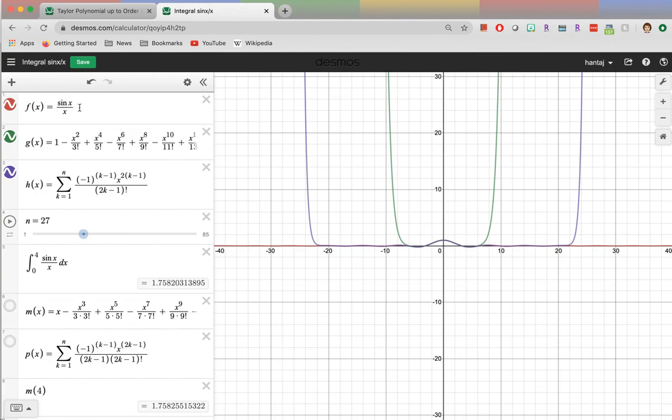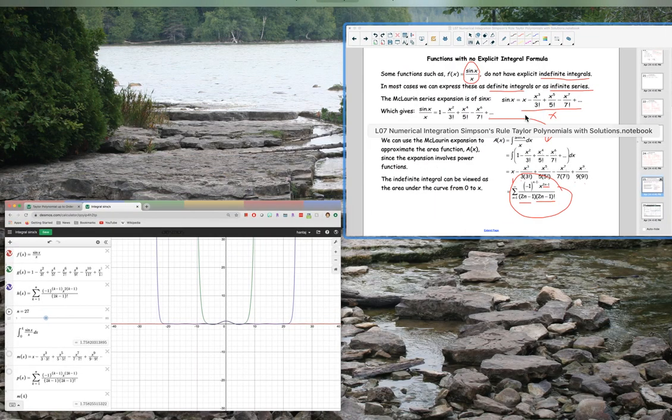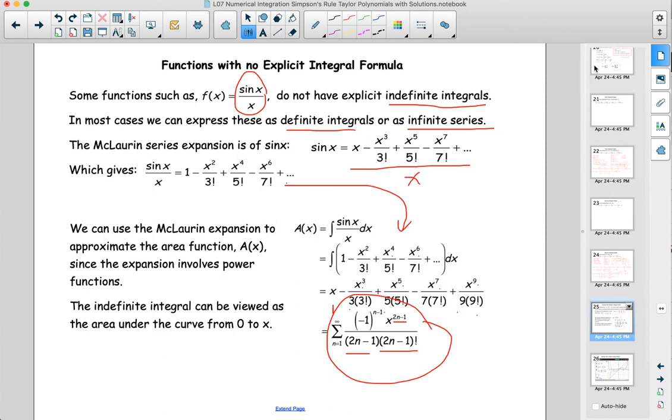Let's come back to these graphs now. For evaluating or trying to find an indefinite integral or a formula for an indefinite integral for something that doesn't have one. So for example, sine x over x. It doesn't have an explicit formula, but we were now able to use this Maclaurin expansion to come up with an answer. So that's what this lesson was about, either using a numerical integration using Simpson's rule or making use of a Taylor polynomial or a Maclaurin polynomial to come up with an infinite series. So this is really an infinite series, and that will give you the best estimate.